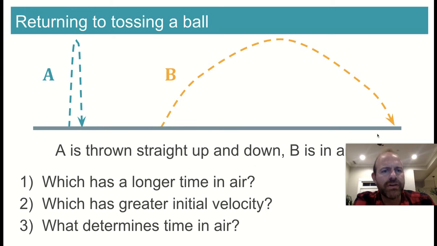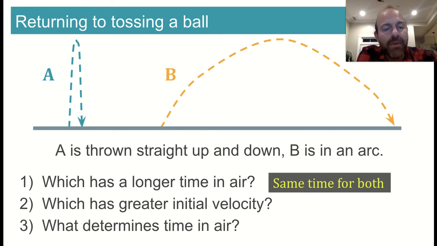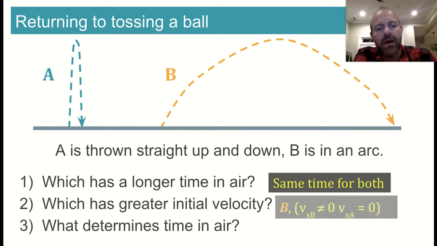So returning to our question about the ball being tossed and thrown: which of these has a longer time in the air? Well, hopefully you've realized that the only thing that really matters is the distance up and down. It could travel as fast as you want horizontally, but getting up and down is really the key here. So it's the same amount of time for both because they reach the same height. That gives it away. What is the greater initial velocity? It has to be v, because it has an x component of velocity, whereas a only has a y component.